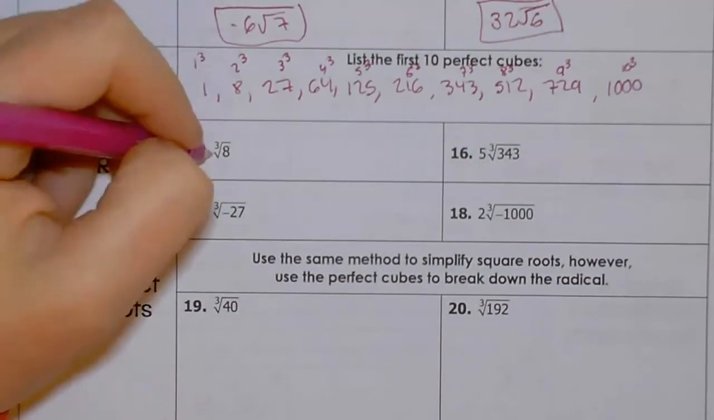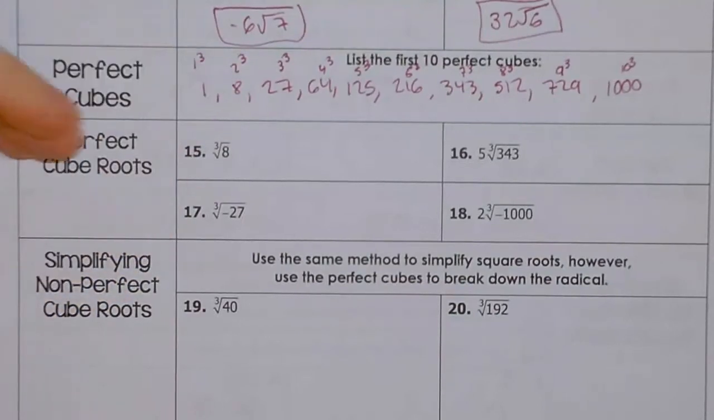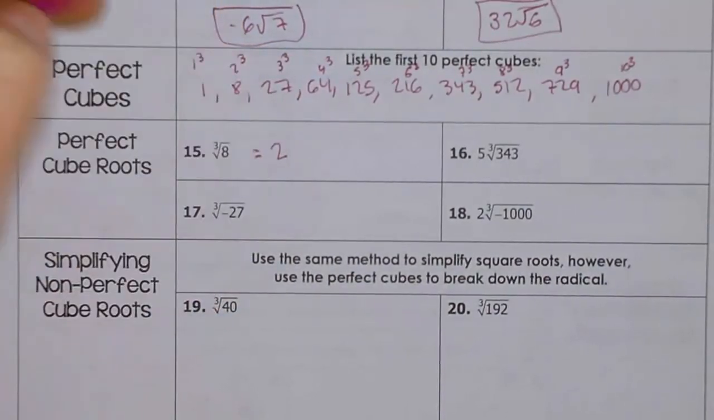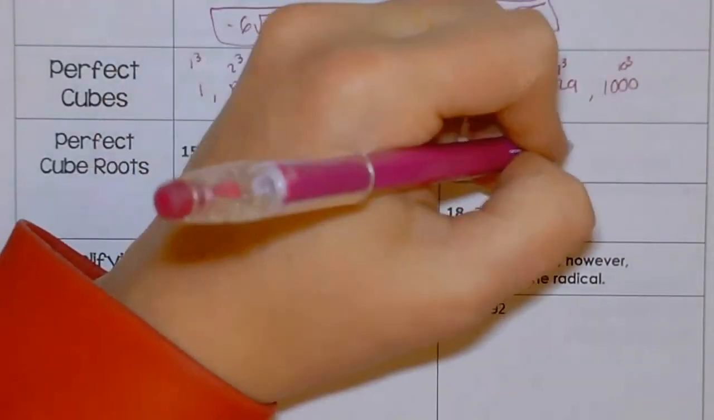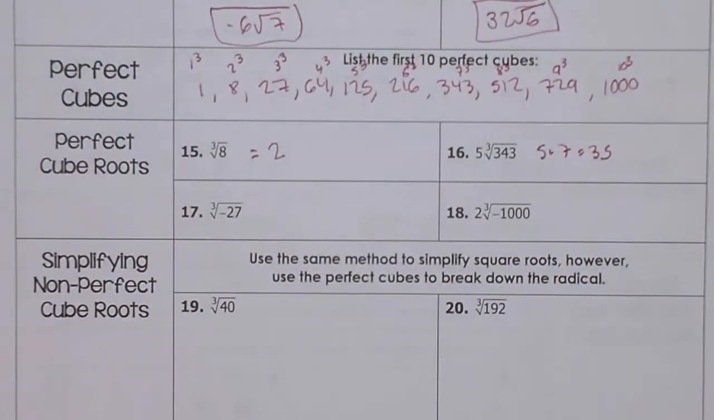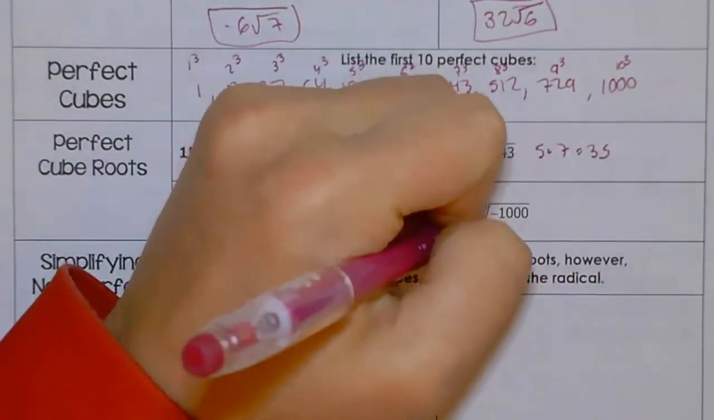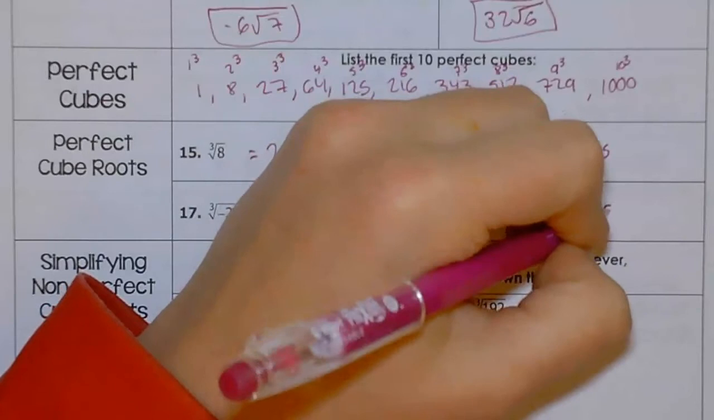So the cube root of 8 should be clear, it is 2, because cube root is just like square root but undoes the power of 3. So the cube root of 8 is 2. And then here 5 times the cube root of 343, which is 7, is going to be 35. Here we have the cube root of negative 27. Now, if it's a square root, you can't take the square root of negatives. But this is a cube root, so you can do the cube root of a negative, and it is going to be negative. So it's going to be negative 3. And then same thing here. We've got 2 times the cube root of negative 1000, which is going to be negative 10. So you end up with negative 20.